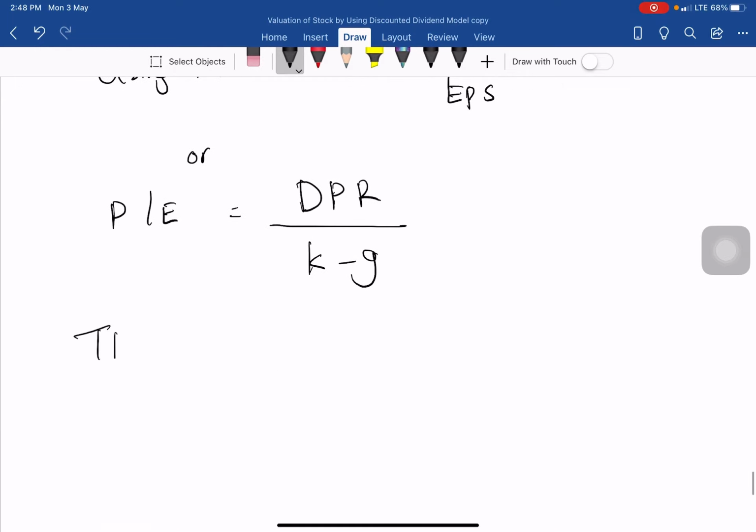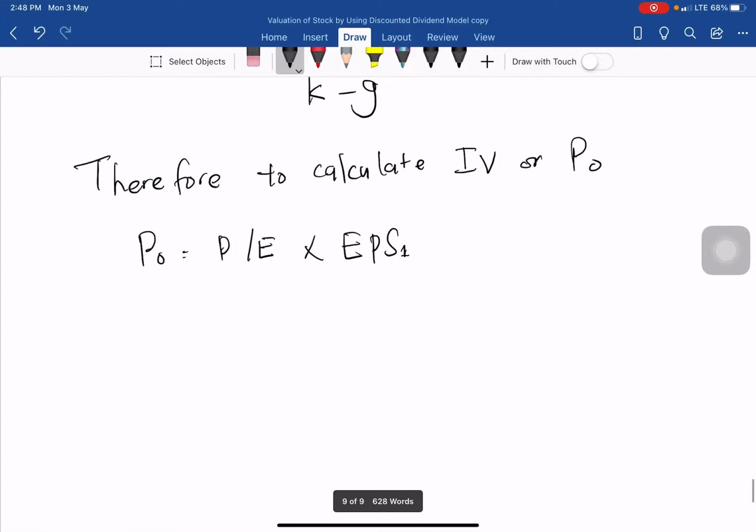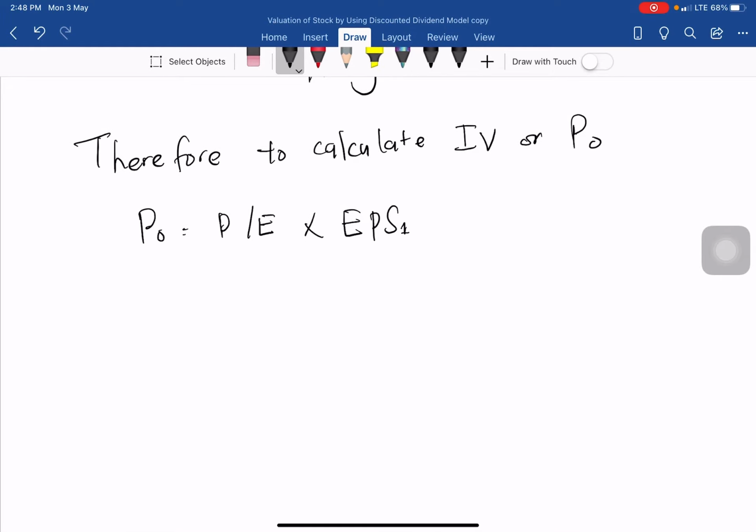Therefore, to calculate the intrinsic value IV, or the P0, of the stock, P0 is equal to PE ratio times EPS year 1. Year 1 means next year. So how do we calculate EPS 1? EPS 1 is equal to EPS year 0 times 1 plus G.